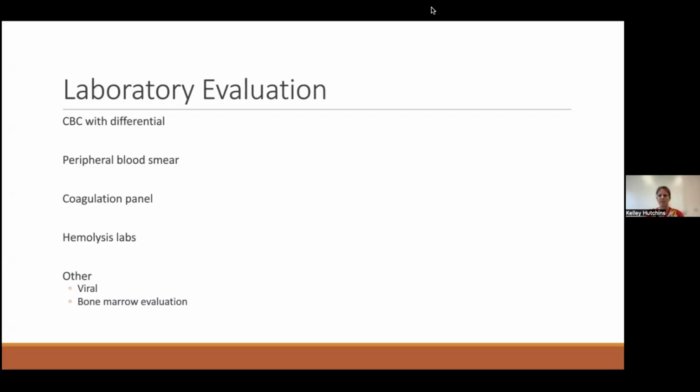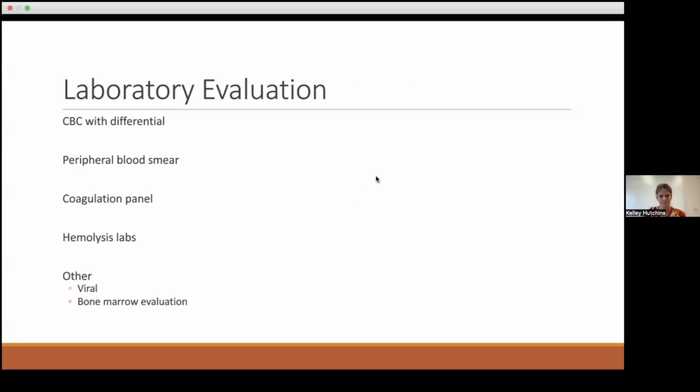And then other things like viruses, and then ultimately, if this is either not conclusive or you're concerned enough, a bone marrow evaluation might be warranted.